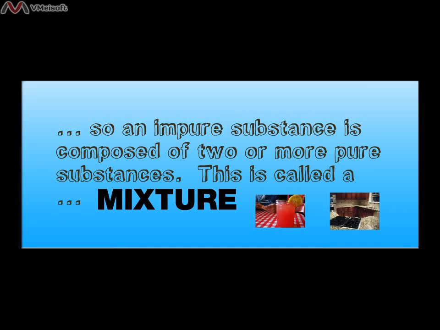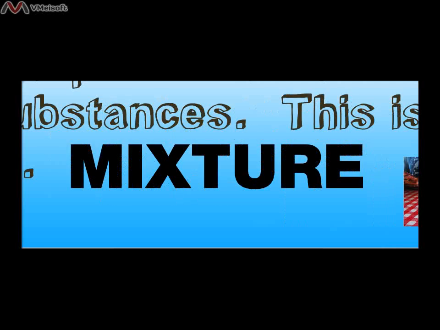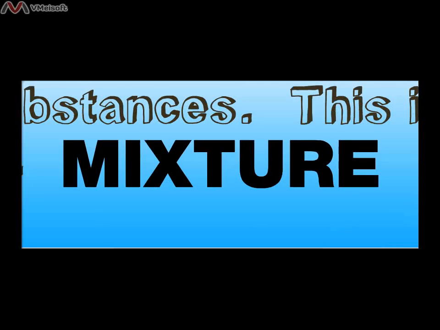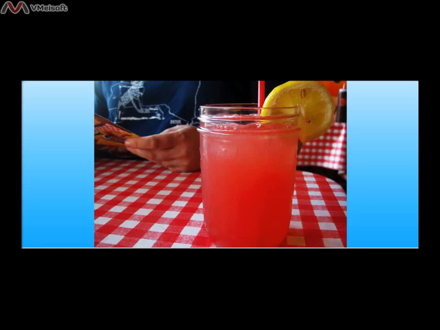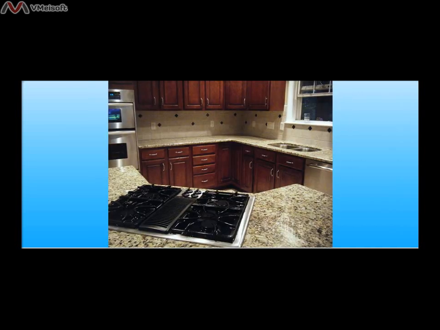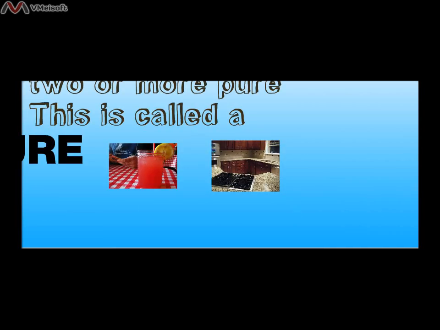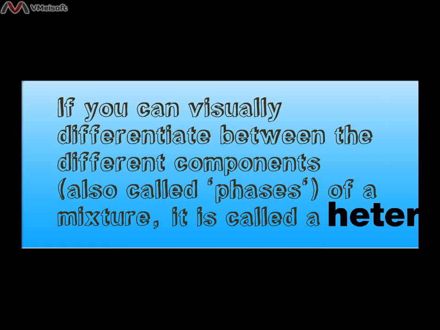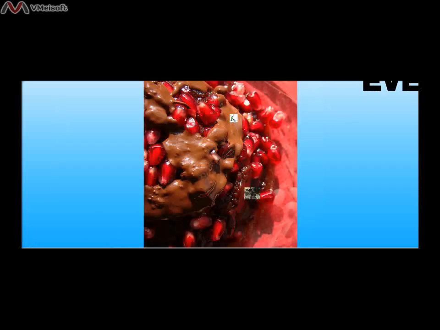So an impure substance is composed of two or more pure substances, and the fancy name for that is a mixture. That's a mixture because there's some water and some other stuff in there. You could use your tweezers to grab different stuff. That's a mixture because you could use your tweezers to grab sink or stove or whatever. Okay, if you can visually differentiate between the different components, these are called phases, of a mixture, it is called, whoops, a heterogeneous mixture.